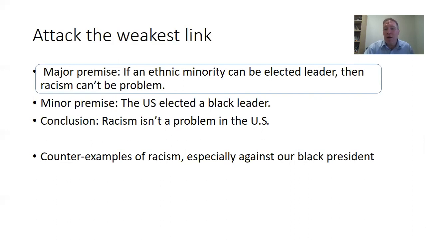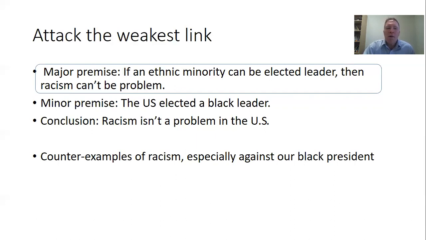If an ethnic minority can be elected leader, then racism can't be a problem. It's easy to prove otherwise by just giving counterexamples. While he was president, there were this and this and this and that action. You could give examples of racism against our black president. Just because 60% of the people vote for a black president doesn't tell us that the other 40% are not racist, or even some of those 60%. No, the major premise is what you've got to go after.